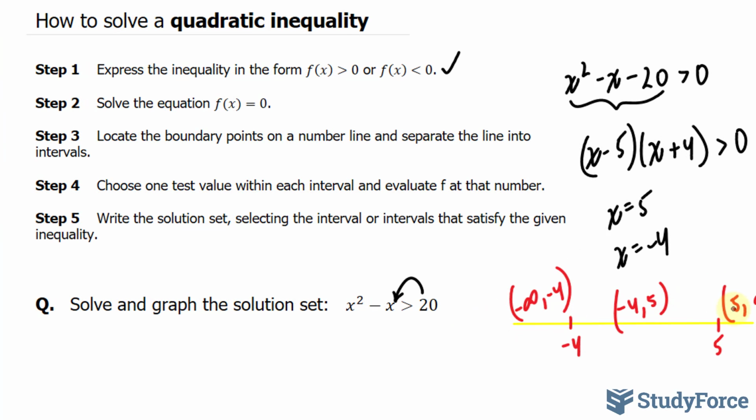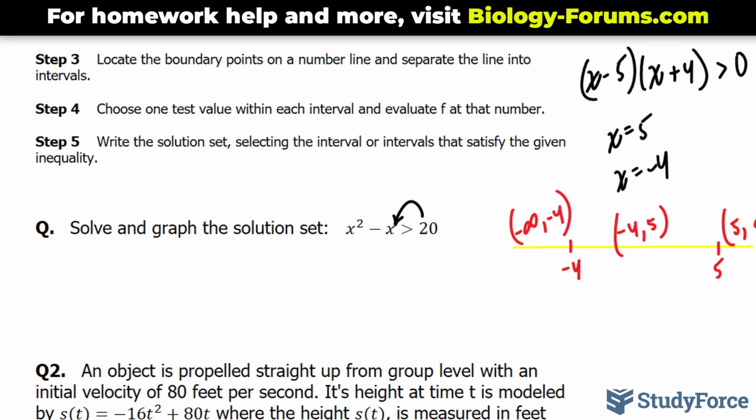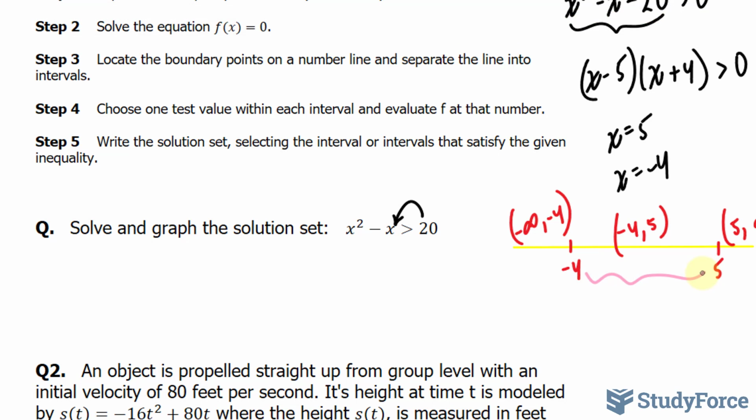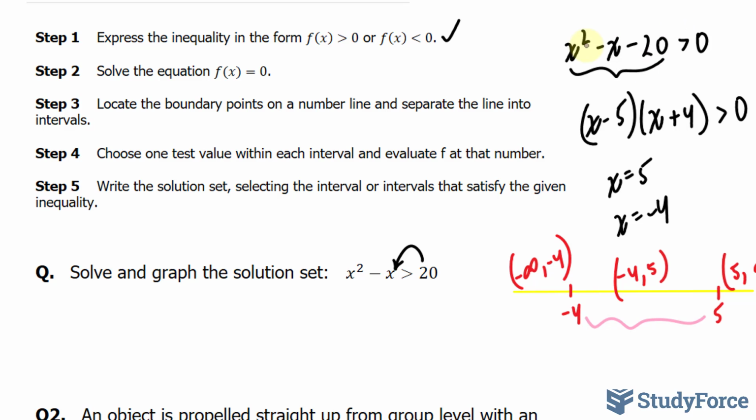In step number 4, they say choose one test value within each interval and evaluate f at that number. So let's start with between negative 4 and positive 5. A number between negative 4 and positive 5 is 0. Let's substitute 0 into our function. And for this, you can even create a table. Most often, people do create tables here. So we have negative infinity to negative 4, we have negative 4 to positive 5, and we have positive 5 to positive infinity.